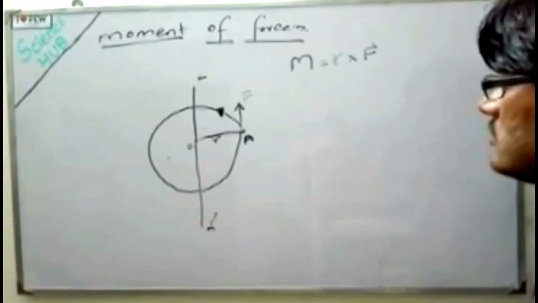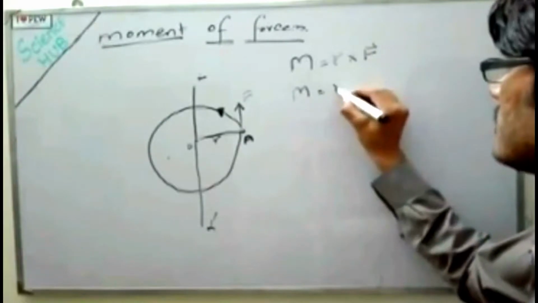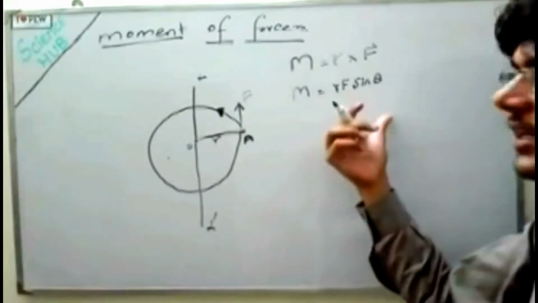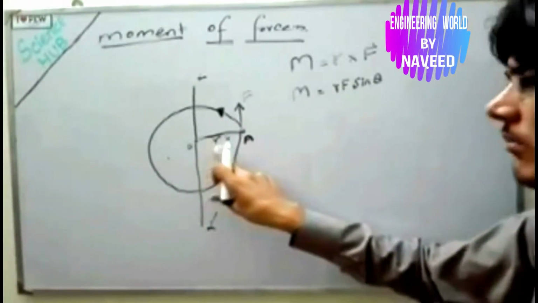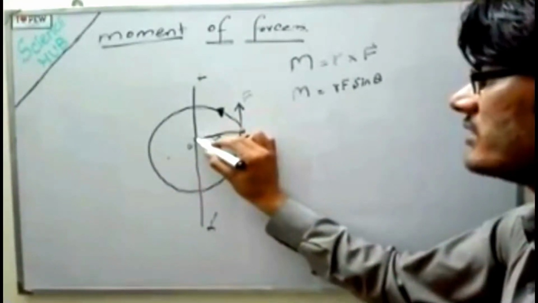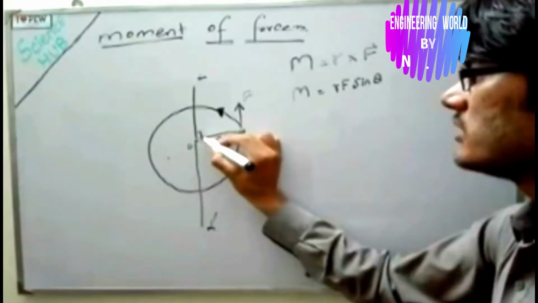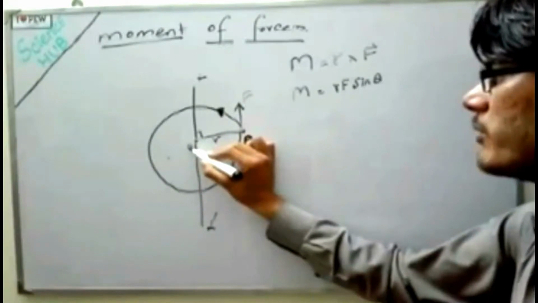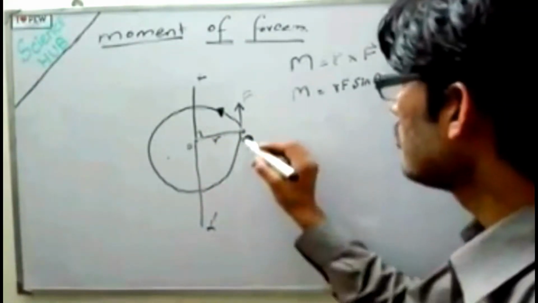Now, if we simplify it, then M is equal to R F sine theta. This theta is the angle between the force and the moment arm. This is the moment arm. The R is the moment arm. I already discussed that the moment arm is the perpendicular to the axis of rotation, and it is the perpendicular distance OA. Here the OA is the moment arm.